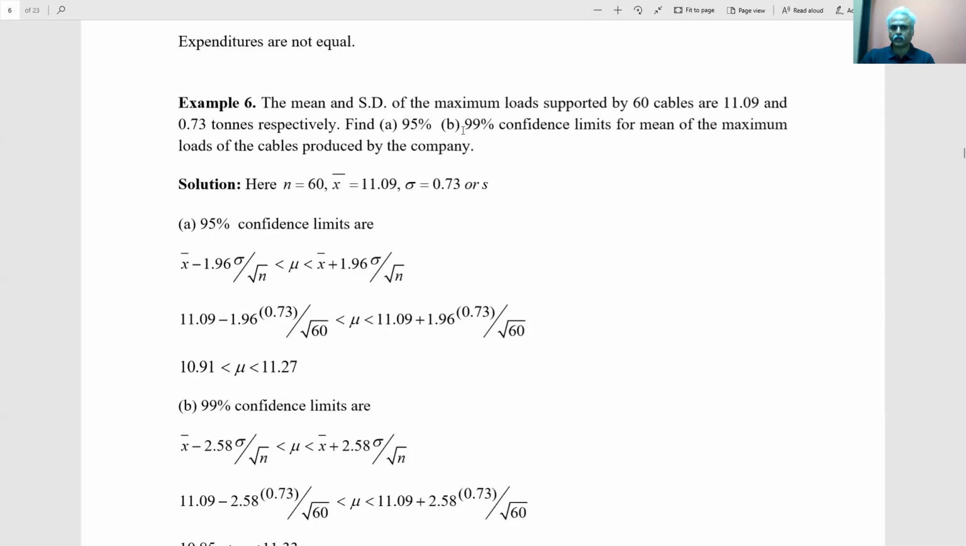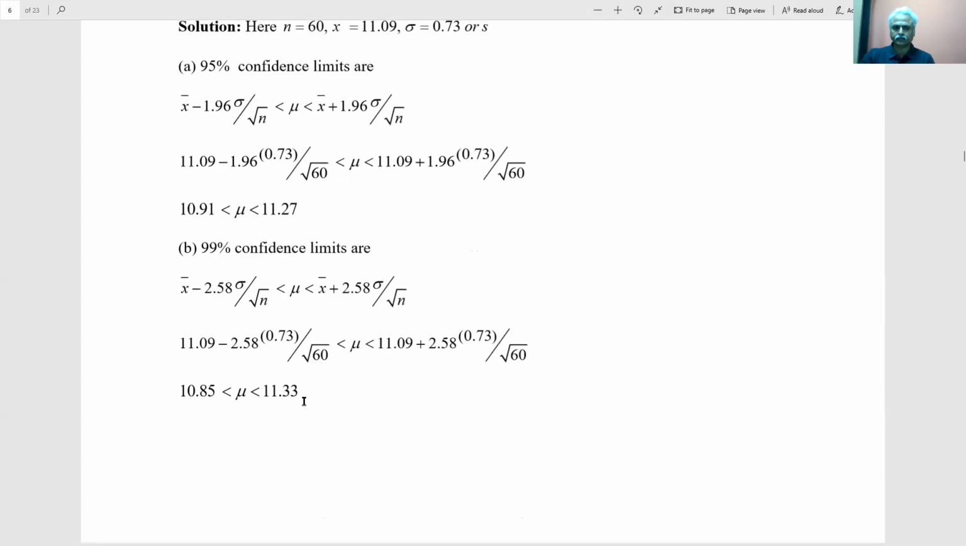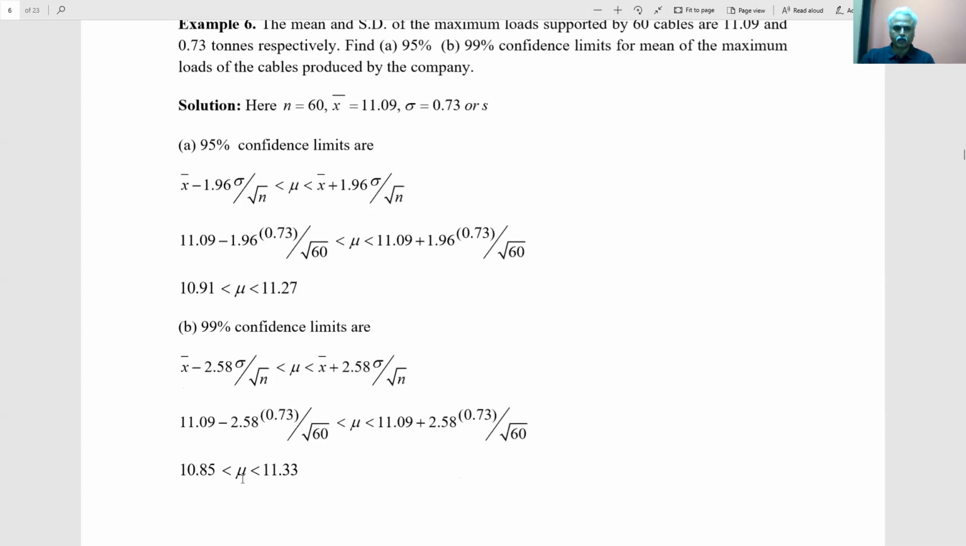For 99% confidence, instead of 1.96, this becomes 2.58, with other data the same, X bar, sigma, root n, which becomes 10.85 to 11.33. You can see that the width will be a little bigger here. Bigger the width, you are more confident. If minus infinity to plus infinity is there, you are always 100% confident, but that doesn't make any sense. But if this mu is 11.09, instead of that it is 10.85 to 11.33, which is bigger than this. If the sample mean falls in this interval, then we are 99% confident.